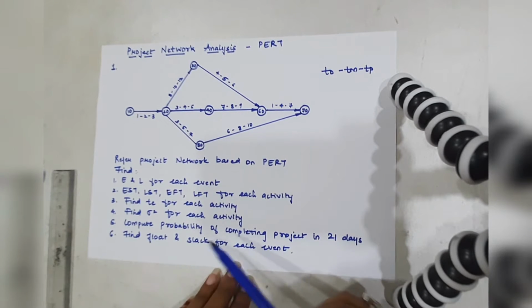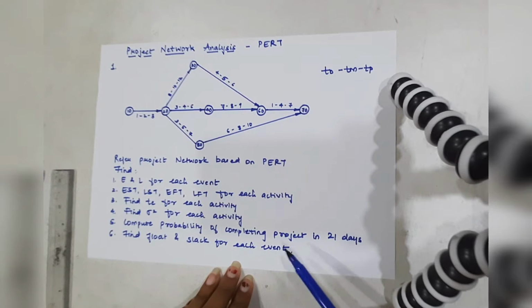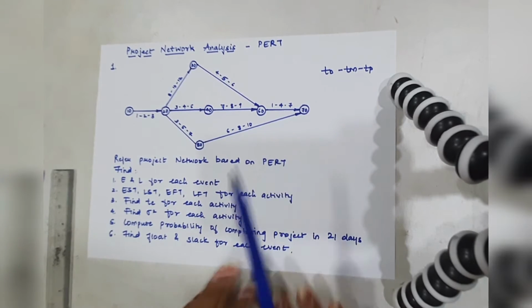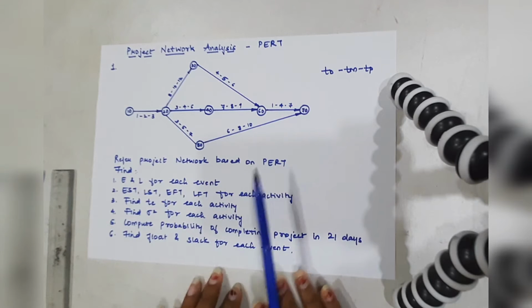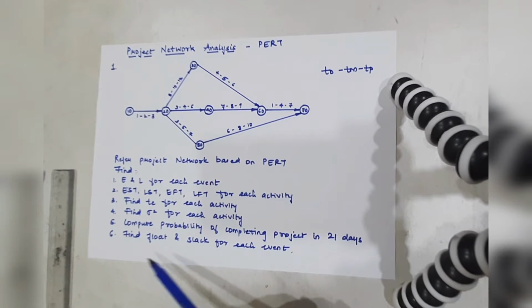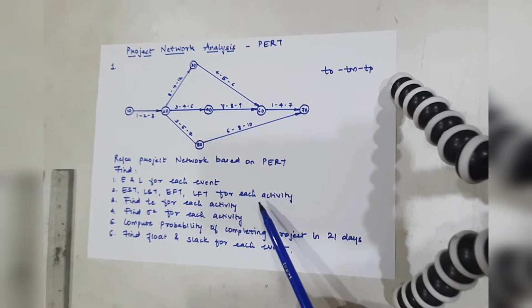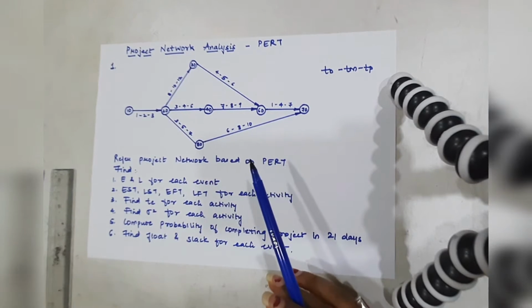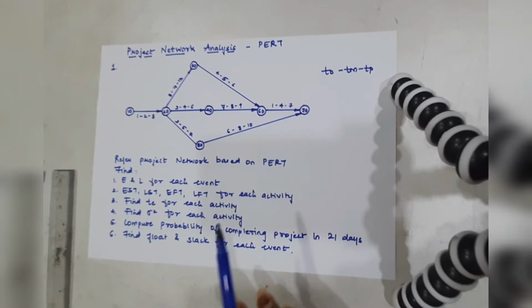Next, we are told to compute the probability of completing the project in 21 days. What is the probability that the project will get completed in 21 days? That we need to calculate. And lastly, we need to find the float for each activity and slack for each event. So let us proceed into this. Let us start.